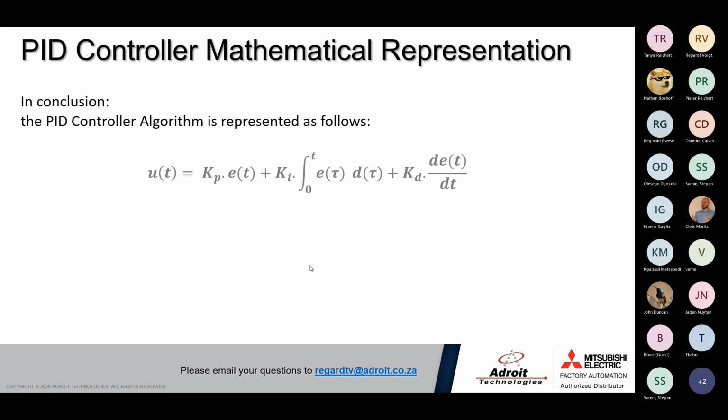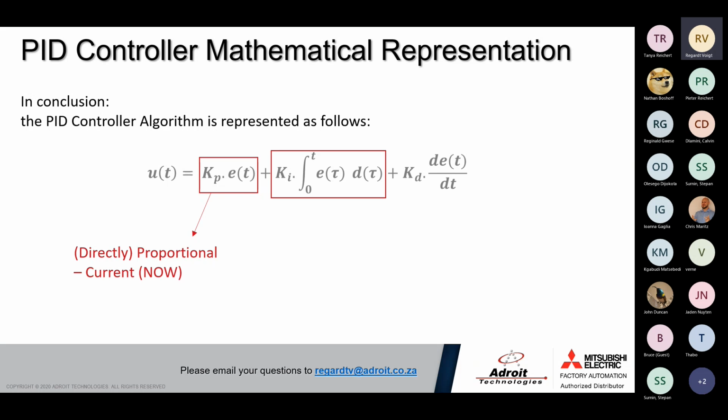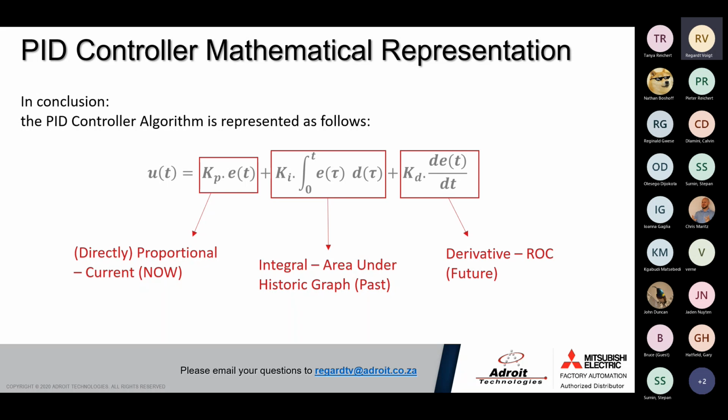So the first part will be your proportional, which looks at the current error that's happening in a plant. Then the second part will be your integral, which looks at the area under your trend graph, which means historical errors. And then you have your derivative component of the PID control, which looks at rate of change. Therefore, it can predict the error, so it looks at the future.